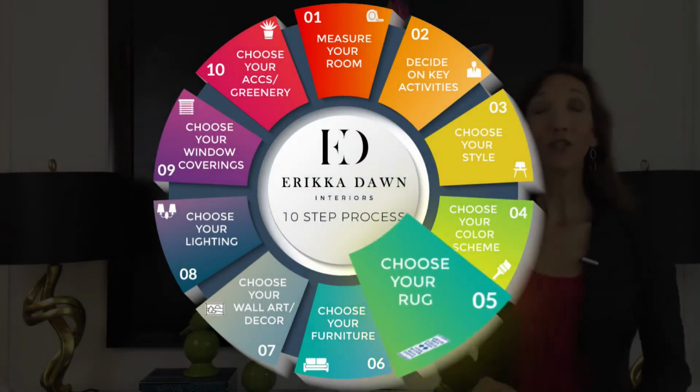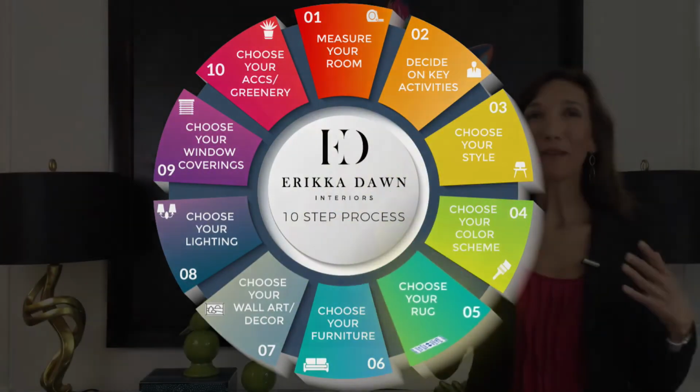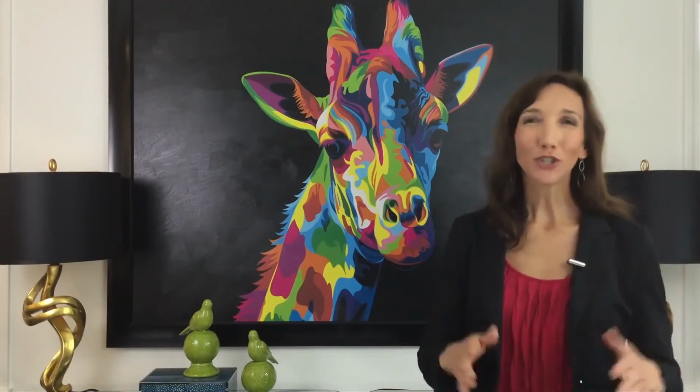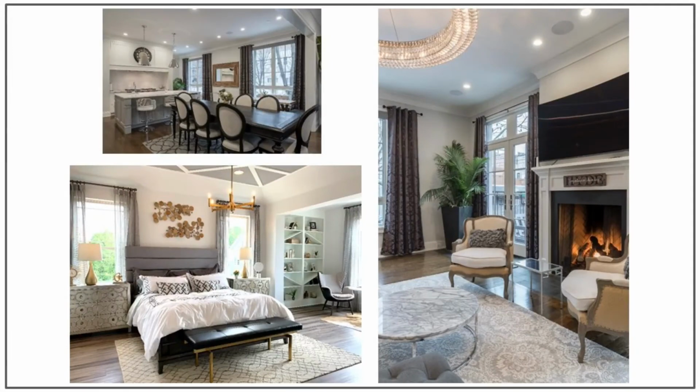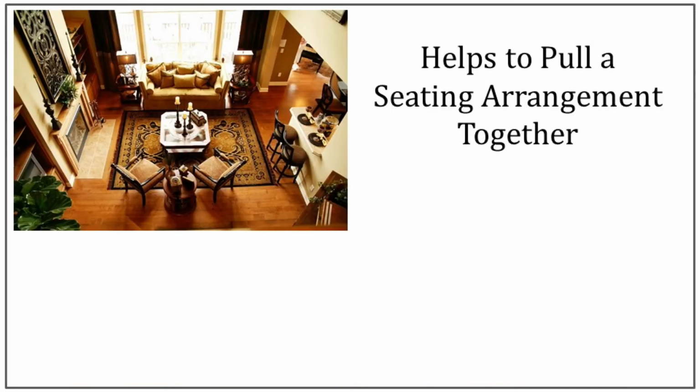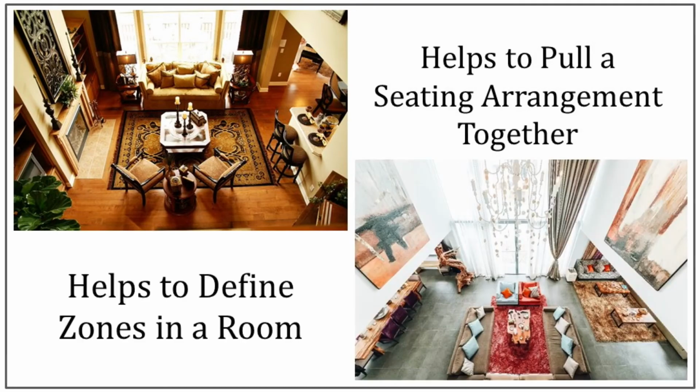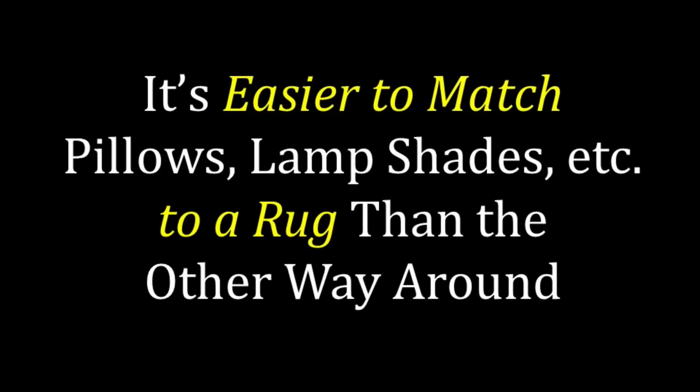Step 5. Choose your rug. I am a firm believer that nearly every room, except maybe the kitchen, should have a rug, regardless of the type of flooring you have, even if you have wall-to-wall carpeting. So why do you think that is? It's because a rug always helps to pull a seating arrangement together and helps to define zones in a room. I also start with the rug because it's easier to match pillows, lampshades, etc. to a rug than the other way around.